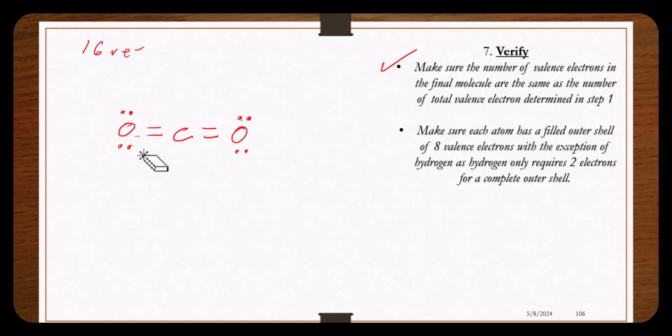In the next step, we make sure that each atom has a filled outer shell of 8 valence electrons, with the exception of hydrogen, as hydrogen only requires 2 electrons to complete the outer shell. This doesn't have any hydrogen atoms, so we don't have to worry about that. So each atom should have a filled outer shell of 8 valence electrons. So let's start with oxygen. We have 2, 4, 6, 8, so that checks out. Carbon, we have 2, 4, 6, 8, carbon checks out. And the last oxygen, we have 2, 4, 6, 8, so that checks out. So this part checks out for the molecule, and we can say that the molecule is correct and verified.